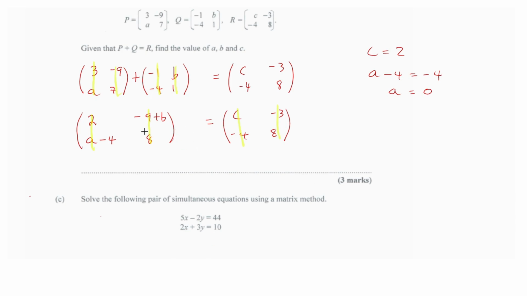Therefore, we have minus 9 plus B equals minus 3. So to get B, we add 9 both sides. Therefore, B equals 6. So we have found the values of A, B, and C. So A equals 0, B equals 6, and C equals 2.